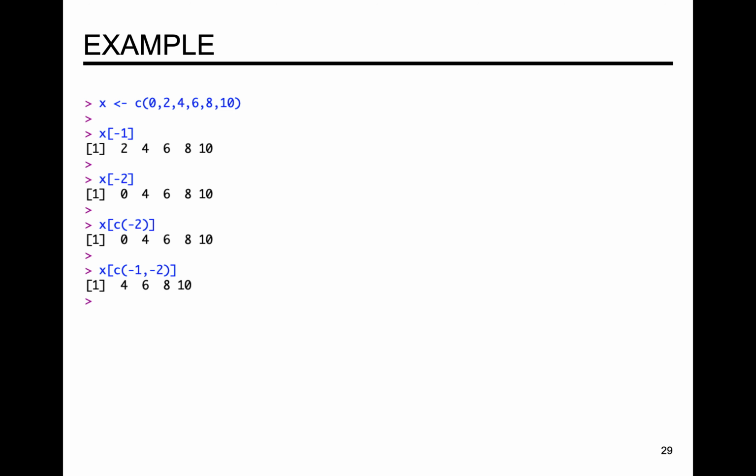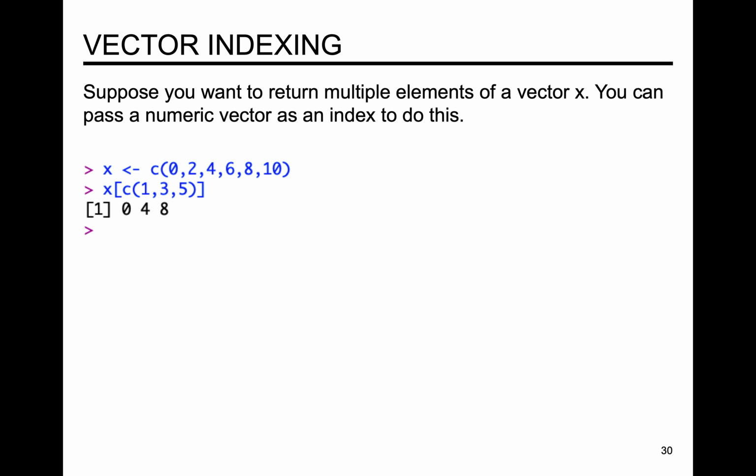This also works for positive indices as well. So here's an example displaying that. I create the vector containing 0, 2, 4, 6, 8, 10. I pass the vector containing elements 1, 3, 5 inside the square brackets, and I get back only the first, the third, and the fifth elements of the vector x.